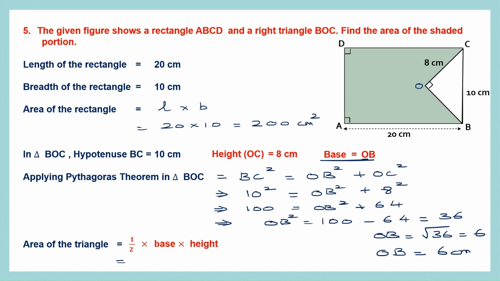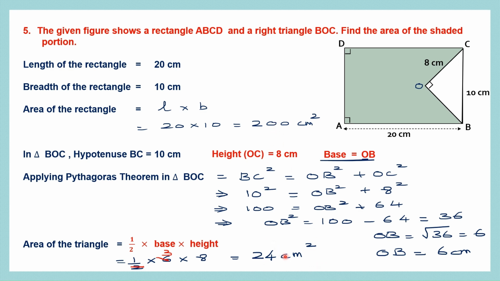So let's write that. Half into base, and base is OB, which we found out now to be 6, and height is 8. Now let's cancel. 2 3s are 6. Nothing more to cancel. So 3 8s are 24. So we have found the area of the triangle, 24 centimeters square. As you can see, we have found the area of the rectangle, 200 centimeters square. We found the area of the triangle, 24 centimeters square.